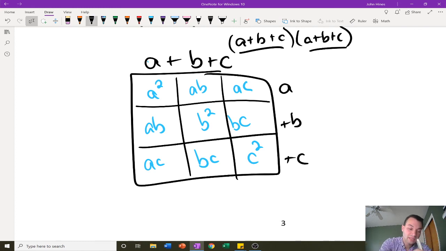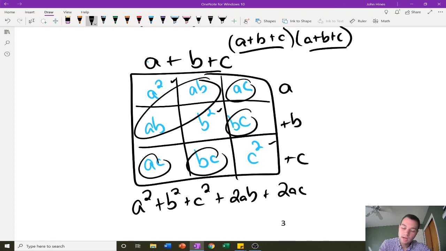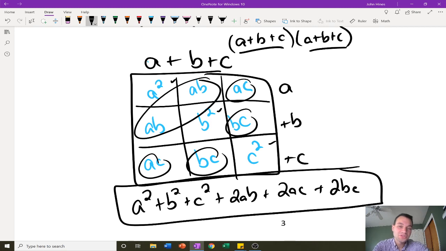So the way we write this answer, there's not a standard way to write it. But what I could write is a squared, b squared, plus c squared. And then let me deal with these guys. Those repeat. ab and ab, I have 2 of them. I have 2 abs, I have 2 acs, and then I also have 2 bcs. So that would be my product. That answer is not pretty, but that is the product of these expressions here.